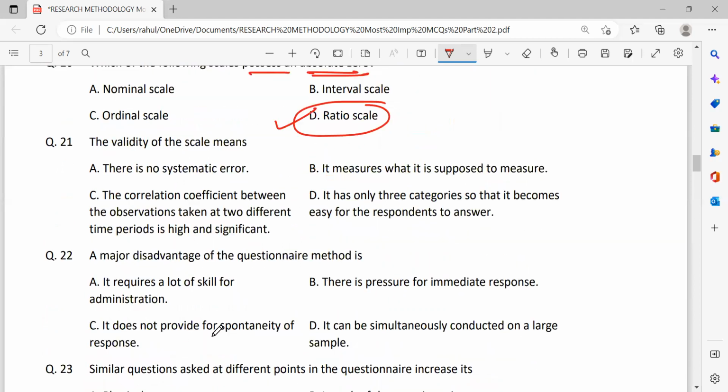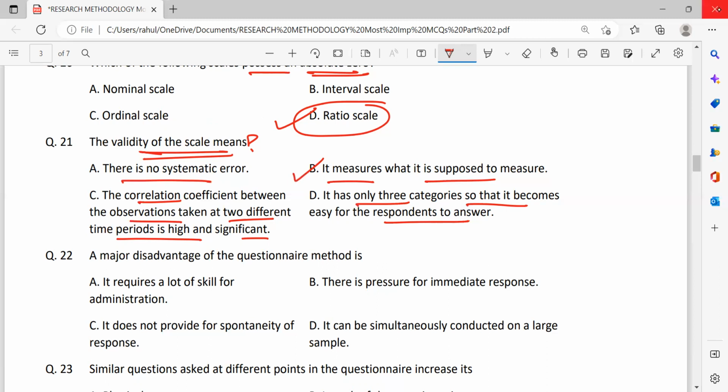Question number 21. The validity of a scale means what? Option A: there is no systematic error. Option B: it measures what it is supposed to measure. Option C: the correlation coefficient between the observations taken at two different time periods is high and significant. Option D: it has only three categories so that it becomes easy for the respondents to answer. The validity of the scale means it measures what it is supposed to measure, right? Option B is the correct answer.